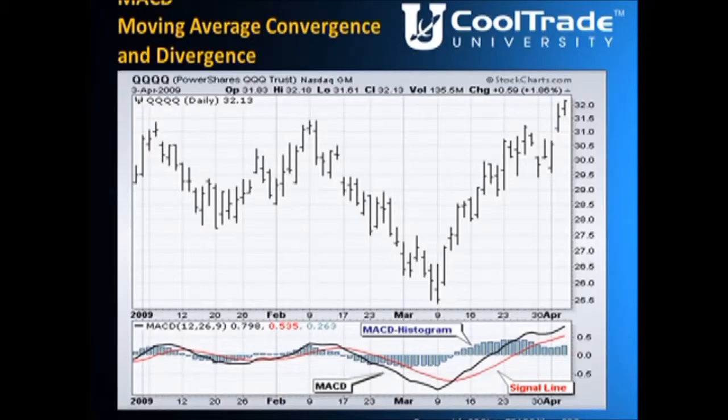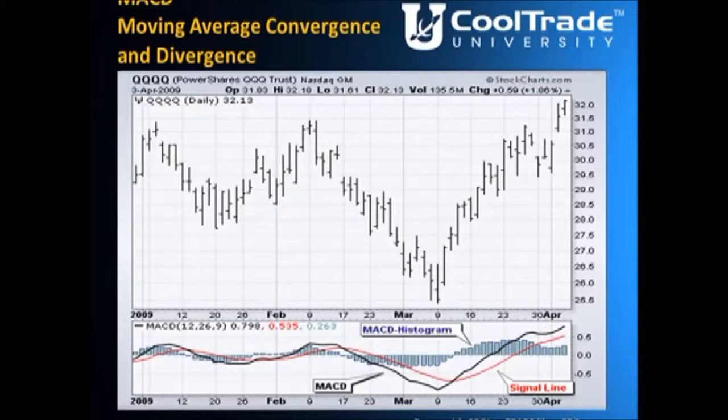The histogram is positive when the MACD line is above its signal line and negative when the MACD line is below its signal line. The values of 12, 26, and 9 are the typical settings used with the MACD. However, other values can be substituted depending on your trading style and goals. Now, as its name implies, the MACD is all about the convergence and divergence of two moving averages. Convergence occurs when the two moving averages move towards each other, and divergence occurs when the moving averages move away from each other.